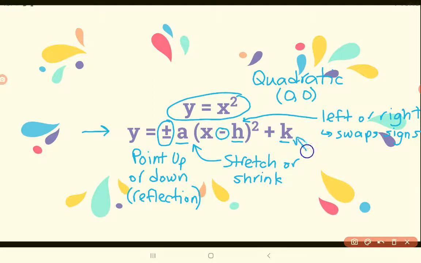Okay? Lastly, what about k? k is the number out here by itself. What it tells me is how far up or down I went.